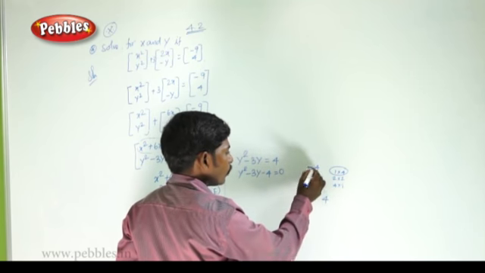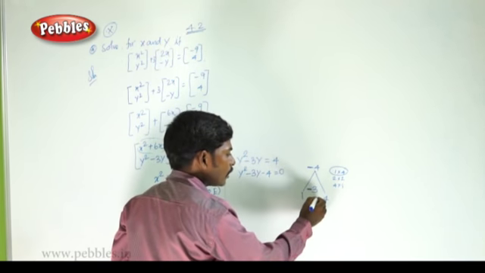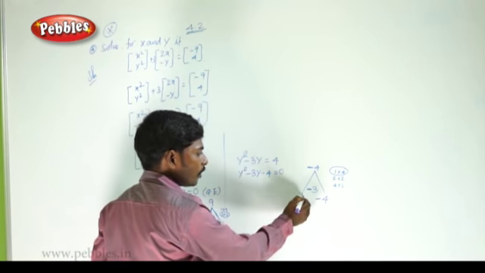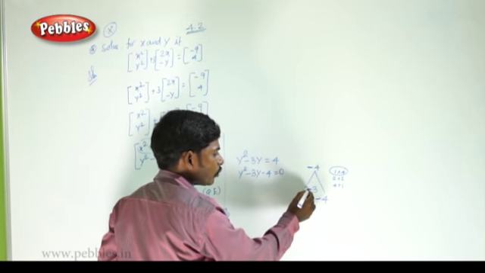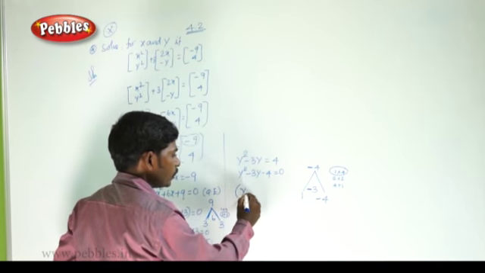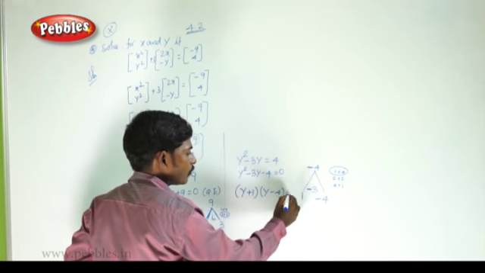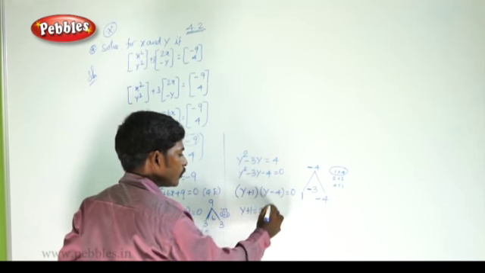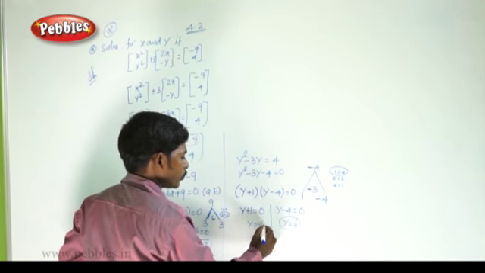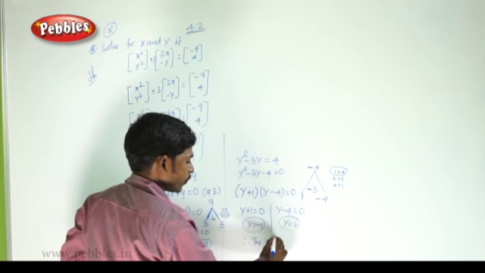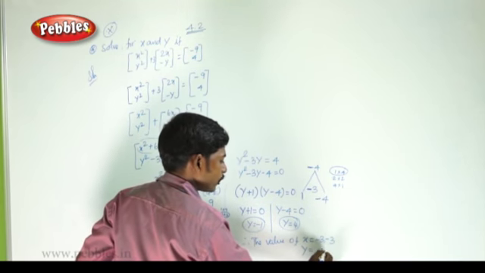Here, the product value is minus and the coefficient value is minus, so we give the minus to the greater number. 1 into 4 is 4, 4 minus 1 is 3, the greater number is 4, so we put the minus with 4, giving minus 3. The factors are (y + 1)(y − 4) = 0. On equating to 0, y + 1 = 0 and y − 4 = 0. So y = −1 and y = 4. Therefore, the value of x is −3, −3, and y is −1, 4.